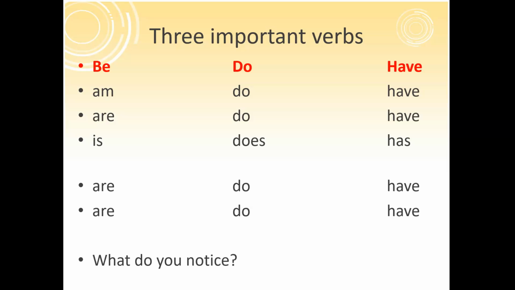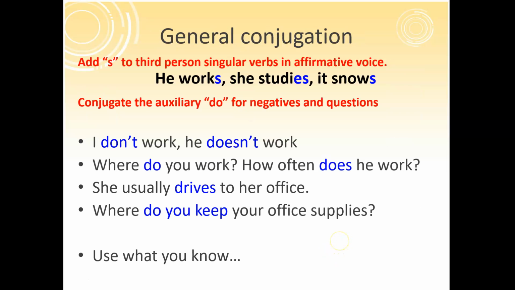3 important verbs to remember for any tense that you're working with are be, do, and have. I know that you have seen how to conjugate these before. I just want you to remember that when you get to the third person singular, you need to have an S on your verb if you are using that verb in the present tense form. General conjugation of simple present, we add an S to the third person singular verbs in the affirmative voice. You know that already. He works, she studies, and it snows.